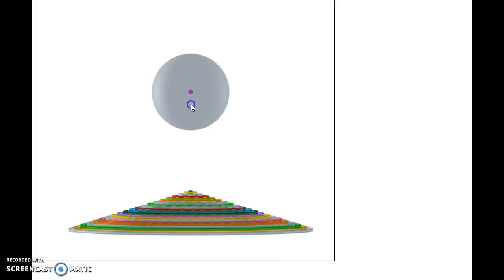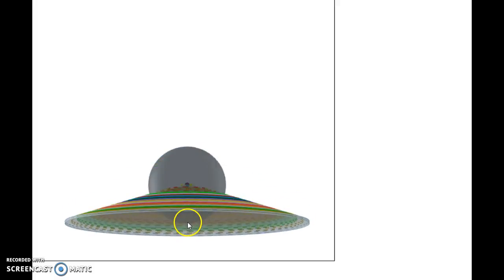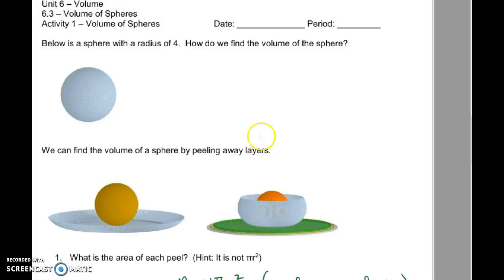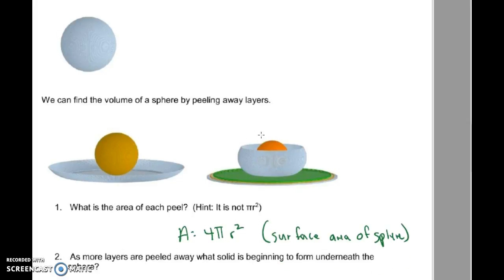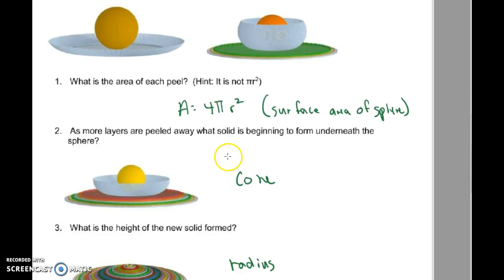And to find the height, I'm just going to drag this down. It might be difficult to see, but we've matched that point right there up. And move this around a little bit. The height of that cone is just going to be the radius of our original sphere. So let's develop the formula. First, what's the area of each peel? It's not just pi r squared, it's 4 pi r squared, because we're dealing with the surface area of the sphere being the area of that first peel. And then each peel after that is still 4 pi r squared, but it has a slightly smaller radius every single time. As more layers are peeled away, what solid is beginning to form? We form a cone.